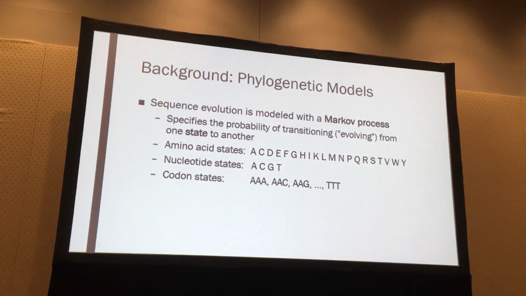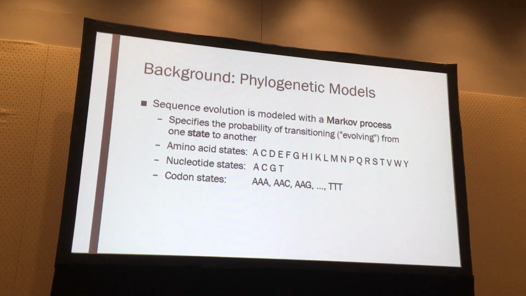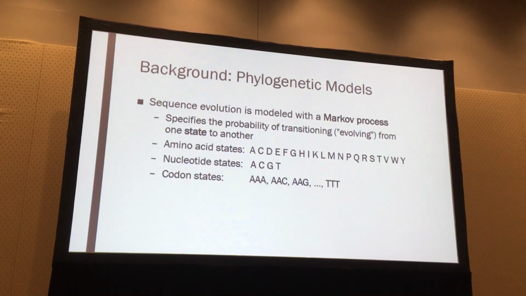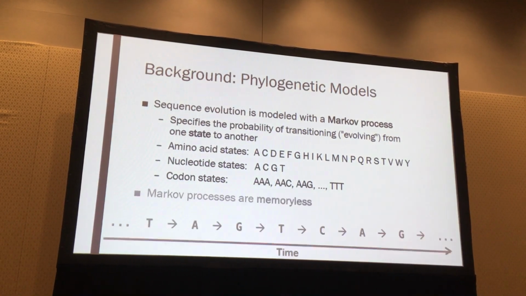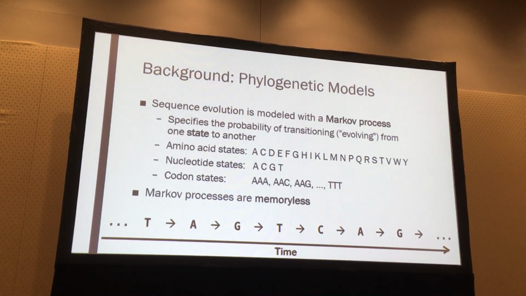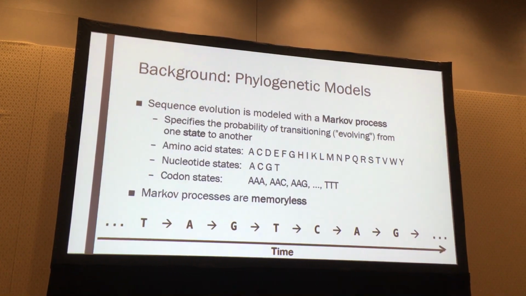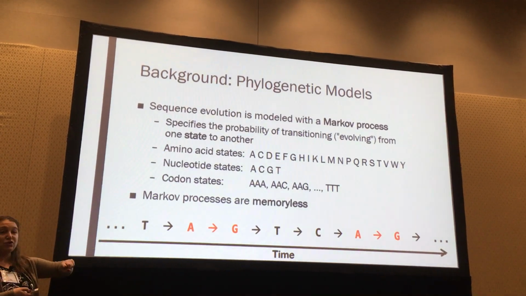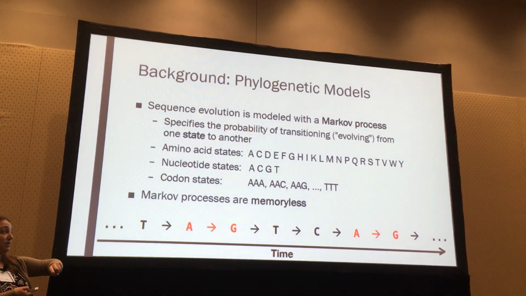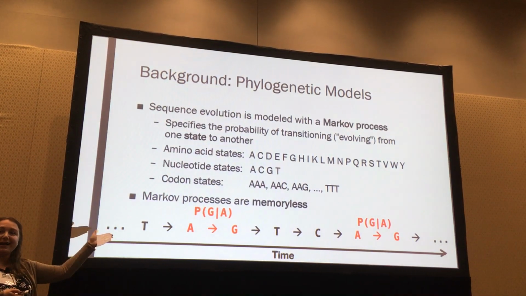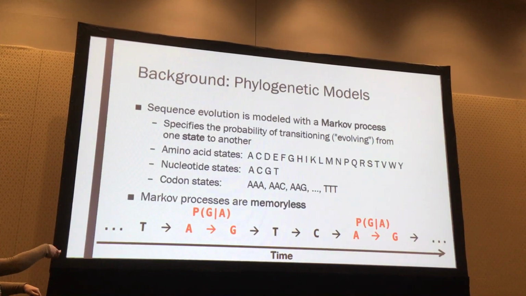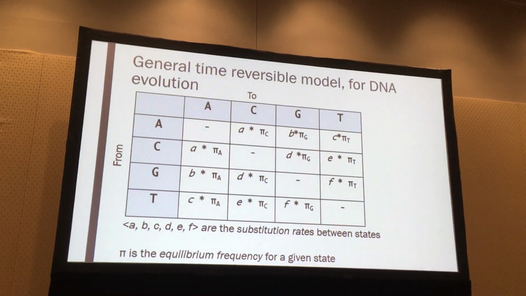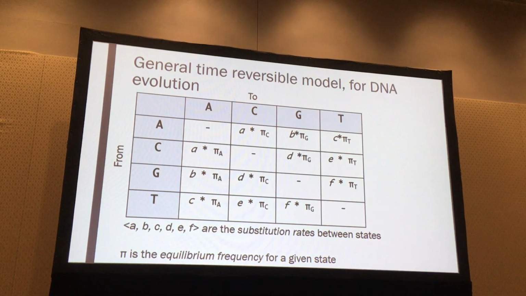to come across, model sequence evolution as a Markov process, which specifies the probability of transitioning, evolving among different states, depending on what kind of data you're working with. These processes are memoryless, which is to say they don't care what you were in the past, they just care what you are now. So if you imagine these nucleotides evolving over time, here there's 2 times we change from an A to a T, to a G. Both of those changes are described by the exact same probability, even though there was a T right here and a C right here.